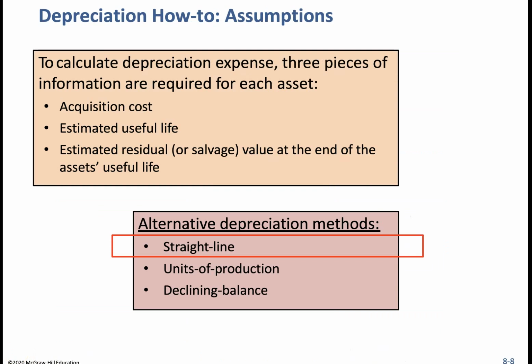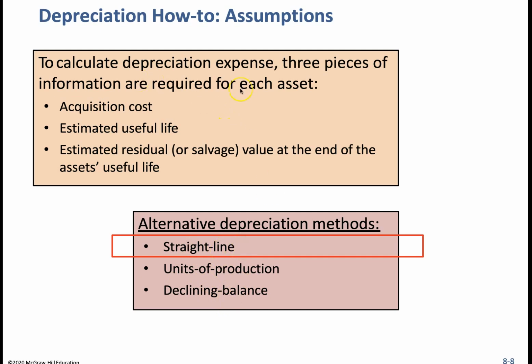In business, there are different types of methods companies use to calculate or to allocate the cost of the asset across different years. In this course, we only focus on the straight-line depreciation method and the intuition behind those numbers. There are other methods such as unit of production and declining balance, but we are only going to focus on straight line.